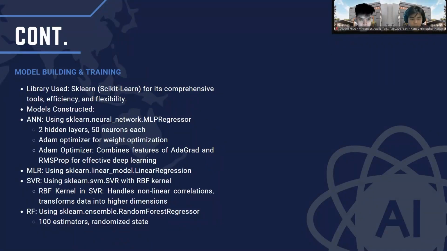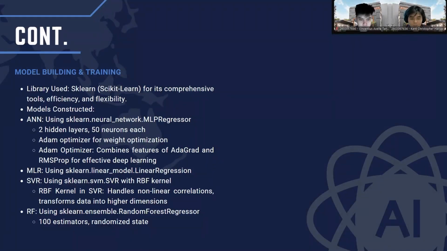The artificial neural network model was configured with two hidden layers, each containing 50 neurons, with the Adam optimizer for weight optimization. The multiple linear regression model was implemented using the linear regression model from the sklearn linear model library.